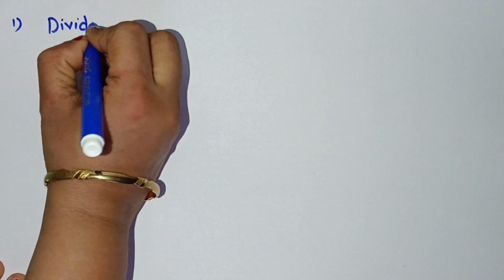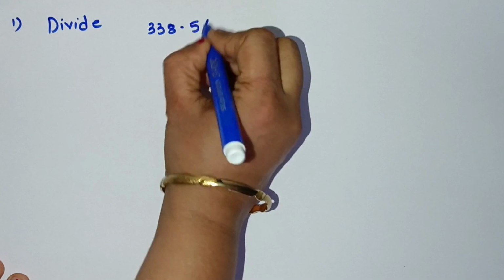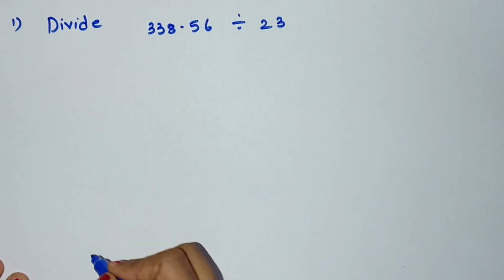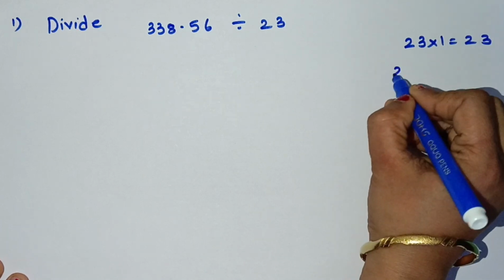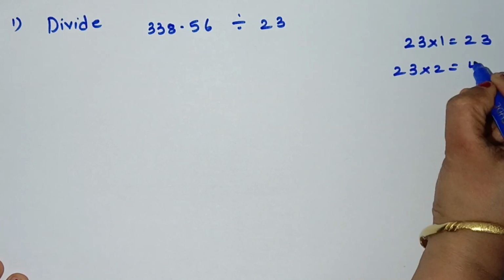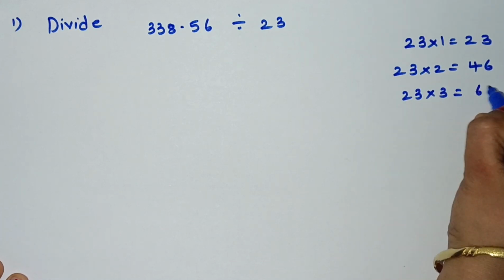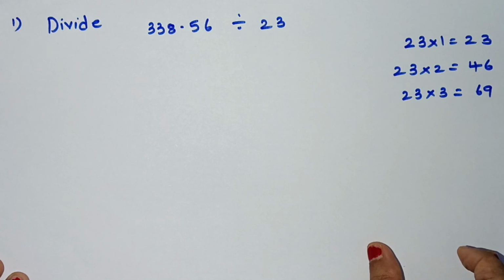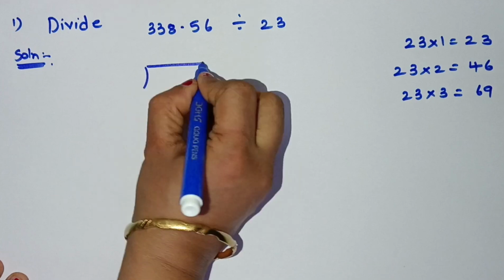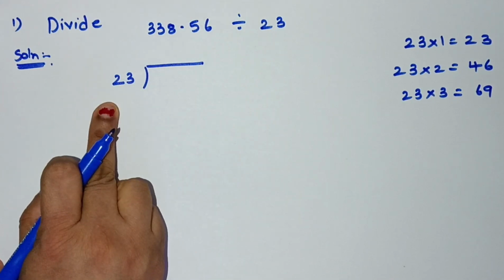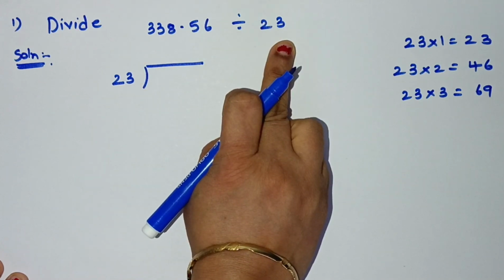Divide 338.56 divided by 23. In case you don't know the 23 table, you can just write here 23 ones are 23, 23 twos are 46, 23 threes are 69, and so on. You can write the table over here. Now first and foremost, how to solve this? Let's see. Very important. 23 is the divisor. Here the dividend is a decimal number and the divisor is a whole number.